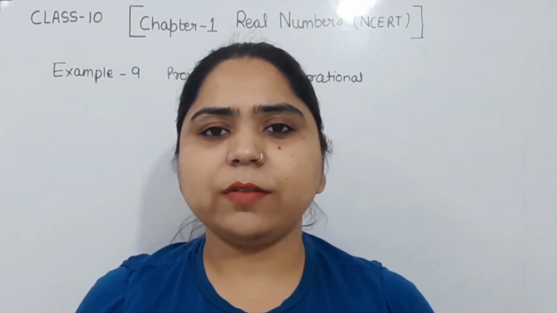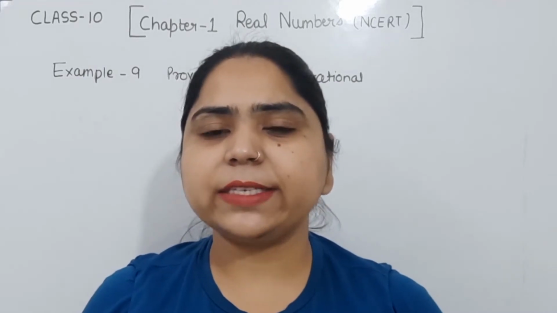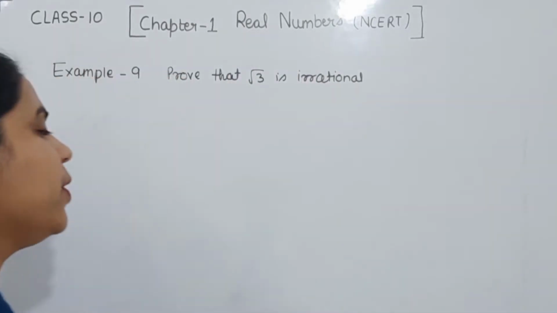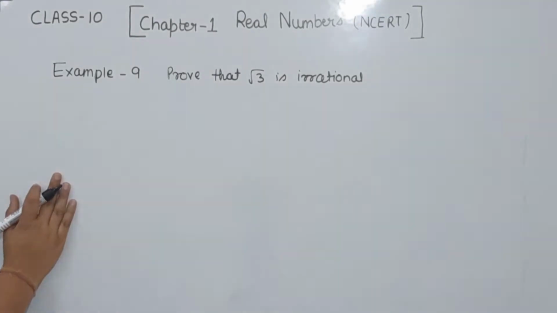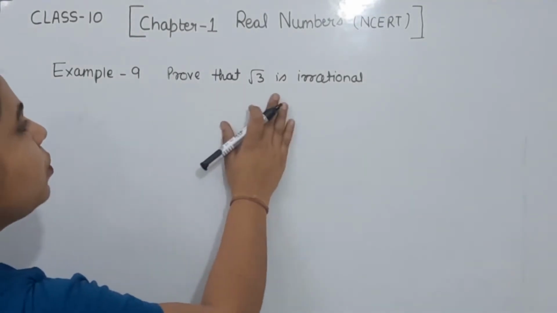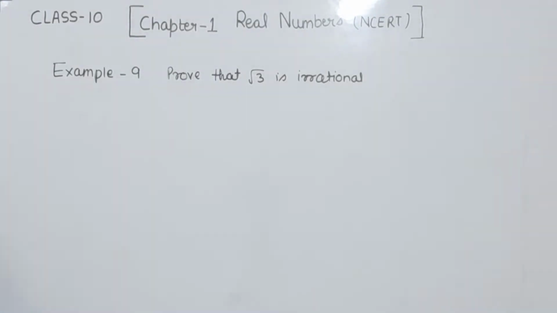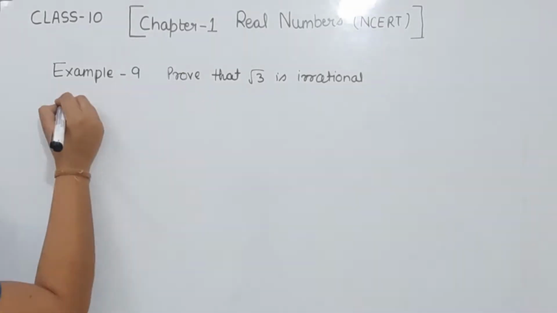Here we are going to solve the examples that are related to exercise 1.3. So we are going to start with example number 9. This one we have given: prove that root 3 is irrational. So we have to prove that this root 3 is irrational. So we are going to assume the opposite of what we have been given.